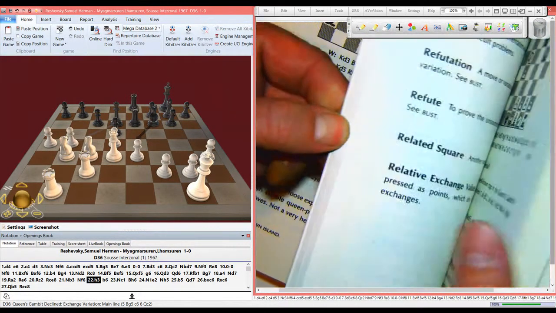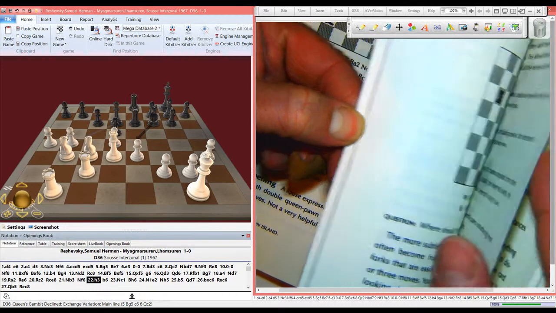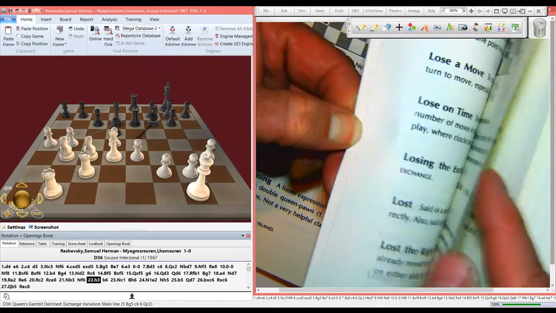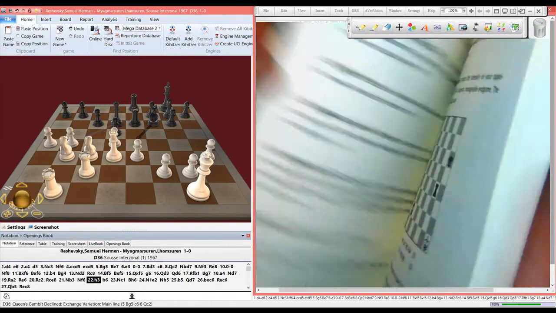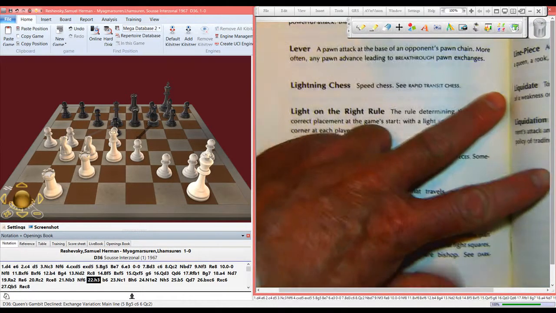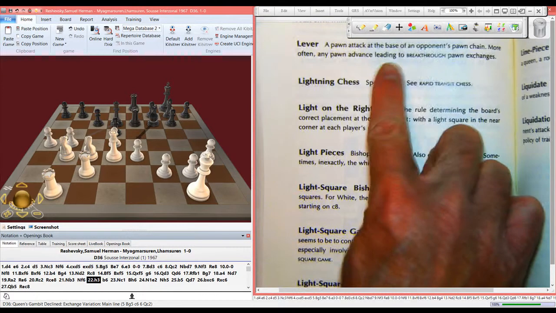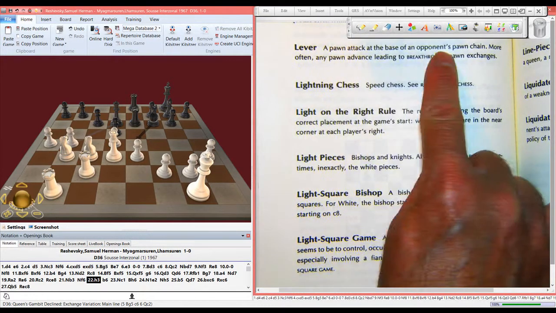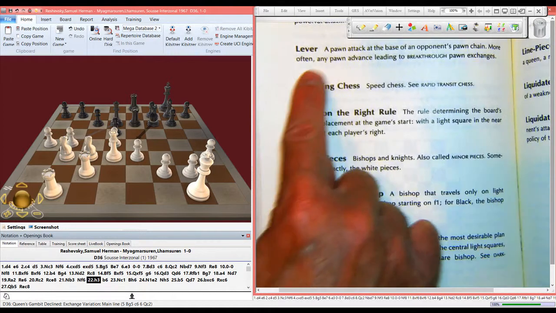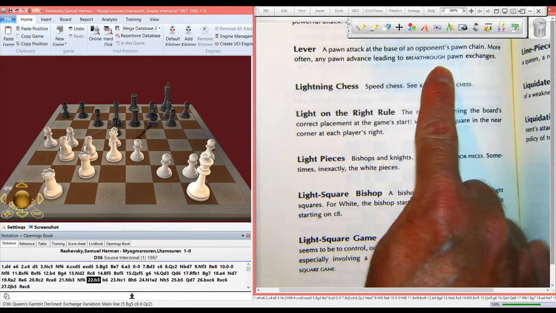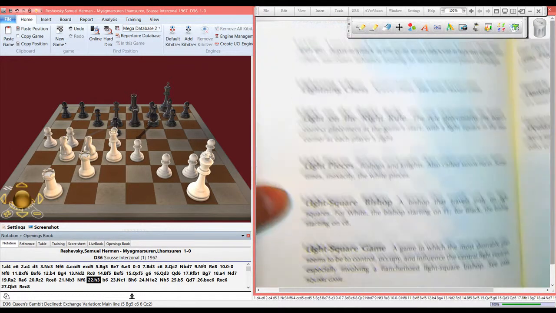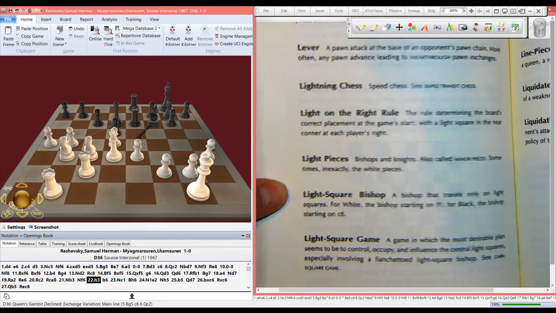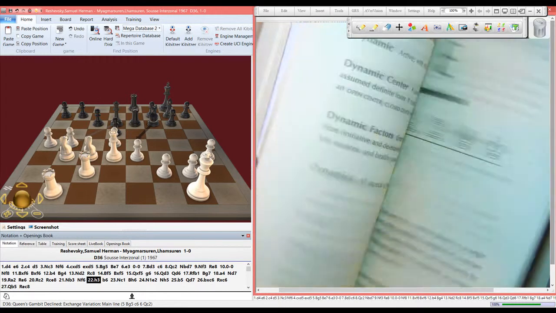We won't just tell you. At PC Chess Club, we'll verify everything. We'll be able to show you and verify it. I think we have this one as a PDF also. We've got so many. We've got 2,600 chess books and counting. But where it says breakthrough pawn exchanges, that's a lever, a pawn attack at the base of an opponent's pawn chain.